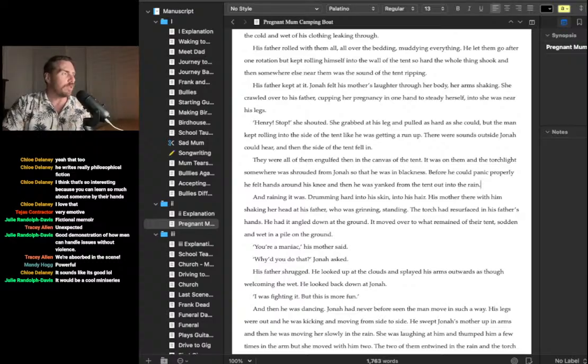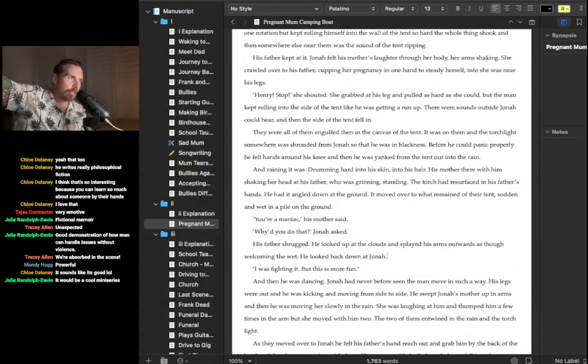His mother was there with him, shaking her head at his father, who was grinning, standing. The torch had resurfaced in his father's hands. He had angled it to the ground. It moved over to what remained of their tent, sodden wet in a pile on the ground. "You're a maniac," his mother said. "Why'd you do that?" Jonah asked. "He's fighting it, but this is more fun."